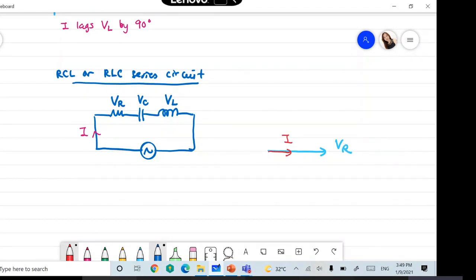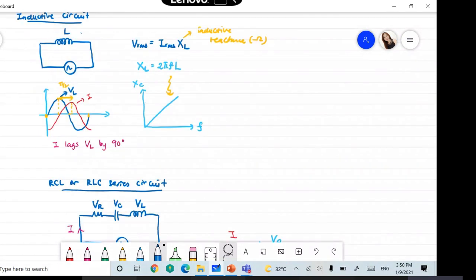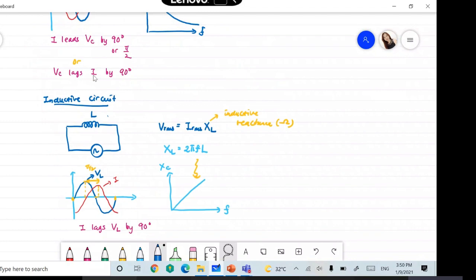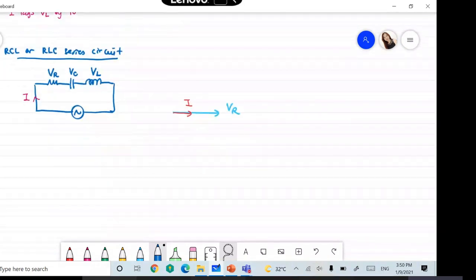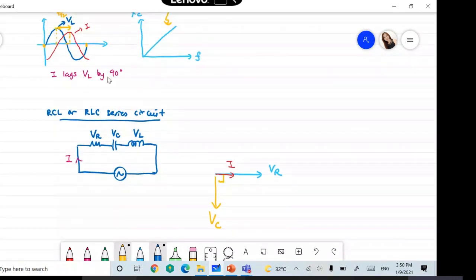So this one I call the phasor diagram. It represents the phase difference between the I and the V. Just now I mentioned that VC always lags behind. VC lags I by 90 degrees, which means VC will be here. This is 90 degrees, and this here is I. Then I lags VL by 90 degrees, which means I is already here, so I know that VL will be here.